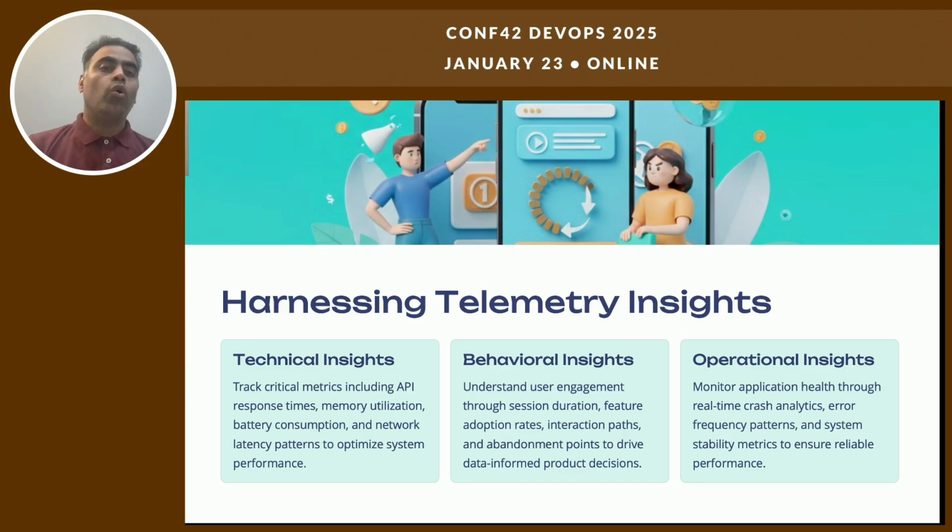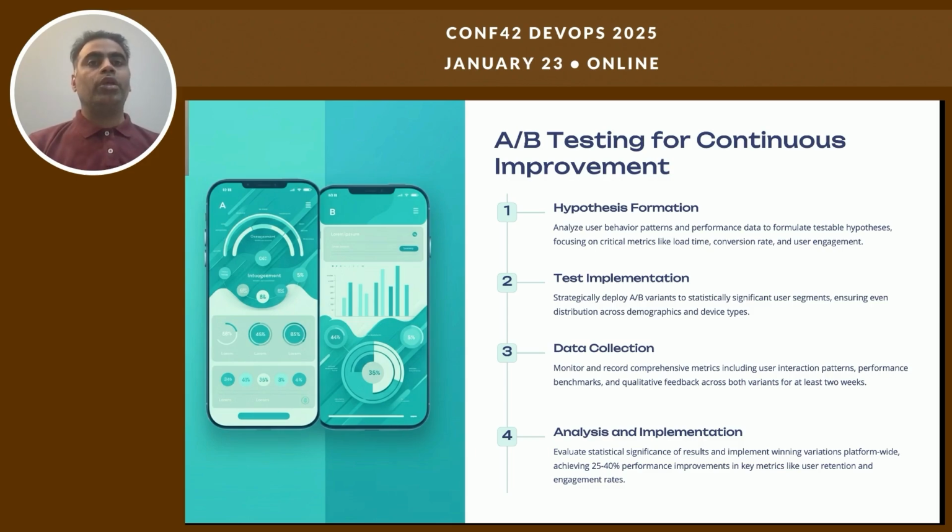Finally, operational telemetry ensures app stability by monitoring crashes, errors, and other anomalies in real time. Combining these three dimensions of insights gives us a holistic view, enabling us to make informed, data-driven decisions. A/B testing for continuous improvement.